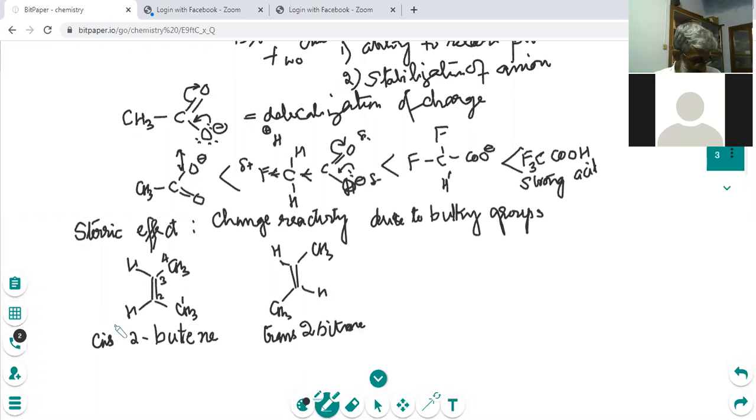What is the consequence? See here, these two are bulky groups. Both the CH3s are bulky. Why do you say bulky? See here, you have a hydrogen here, a hydrogen here, and a hydrogen here, and a hydrogen here. So there is an interaction between these groups.